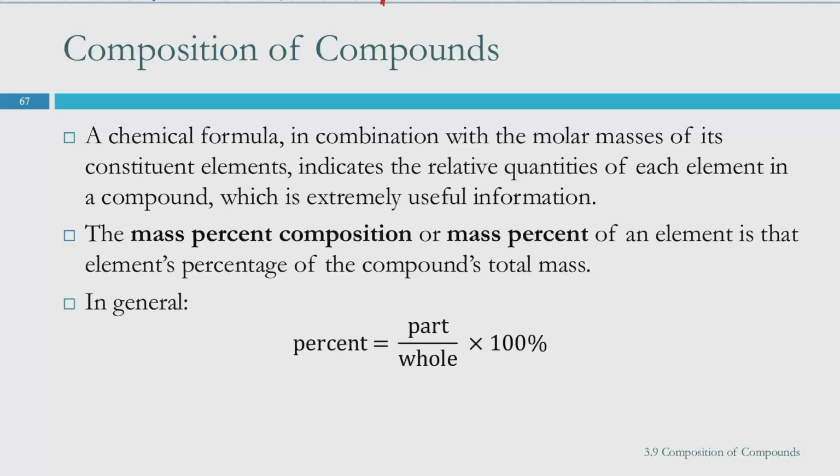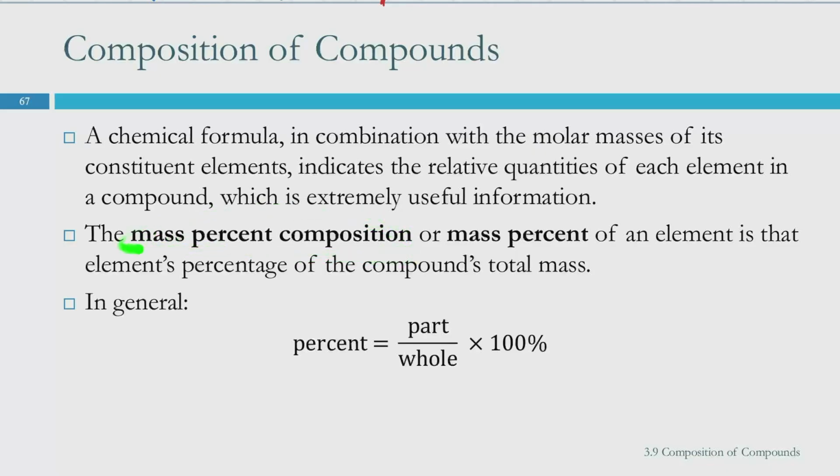So one thing that we'll often be interested in is the composition of compounds, so how much of a particular element or elements is in a compound. Our chemical formula, in combination with our molar masses of the constituent elements, indicates how many of each element we have, just relative quantities of each element in a compound. This is very helpful information in some circumstances.